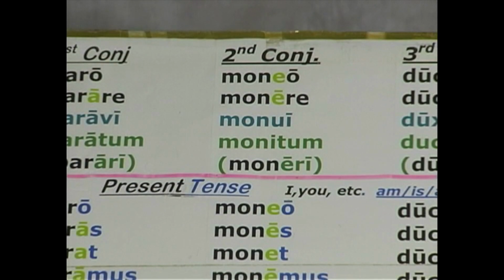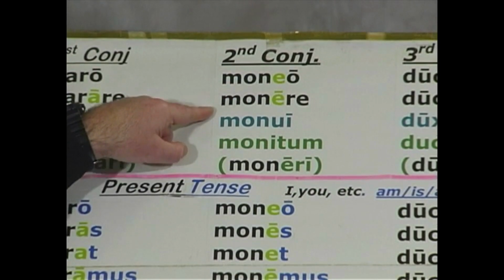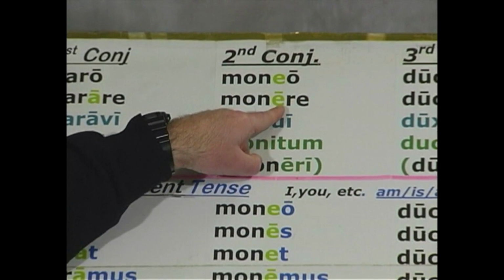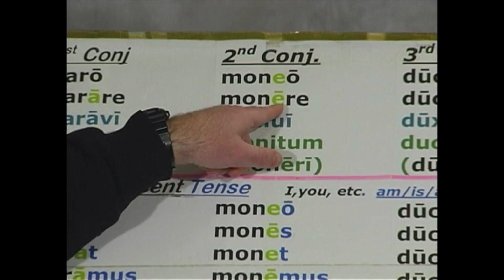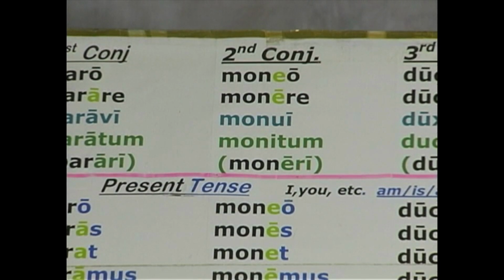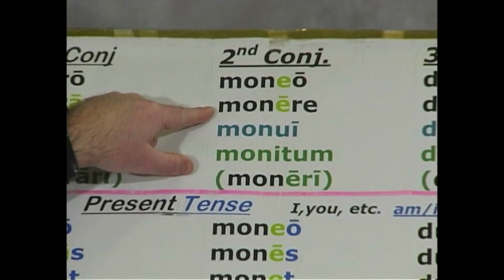How do you know that a verb belongs to the second conjugation? There's two clues. First, it has eo in the first principal part. Moneo. Secondly, it has ere in the infinitive, and this e here is long. This is pronounced monere. It's not monere. It's monere. This E is long. Another example of a second conjugation verb would be video, videre, to see. So, there's two indications for a second conjugation. Eo in the first principal part, and ere in the infinitive with a long E here.